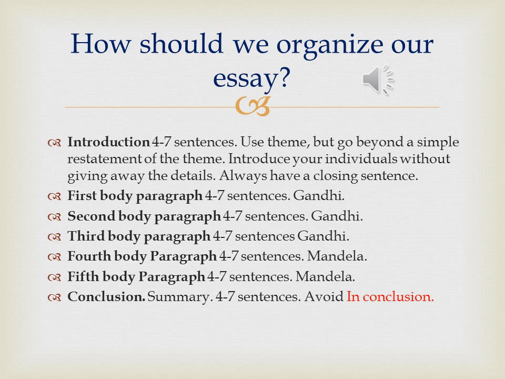That's important. So, in my essay, the first body paragraph, 4 to 7 sentences, that's going to be about Gandhi. Second body paragraph, 4 to 7, I think I'm going to talk about Gandhi. Third body paragraph, 4 to 7 sentences, Gandhi. Fourth body paragraph, 4 to 7 sentences, Mandela. Fifth body paragraph, 4 to 7 sentences, Mandela. Alright, and then I'm going to have a conclusion, which is basically a summary of my essay.